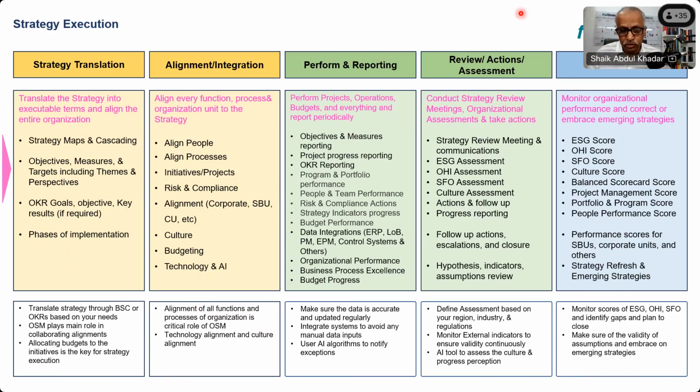Then finally, you need to have reviews. So your strategy review mechanism could be weekly, monthly, or quarterly. Usually, monthly is preferable. And then while doing your reviews, you also need to do some assessments. These assessments could be your organizational health index assessment, your strategy focused organization assessment, or ESG assessment, or it could be a culture and capability readiness assessment. It could be anything. So you need to do the assessment that is required for you.